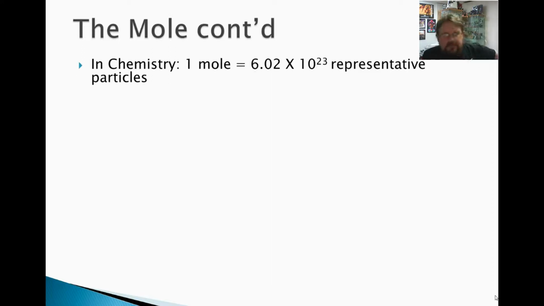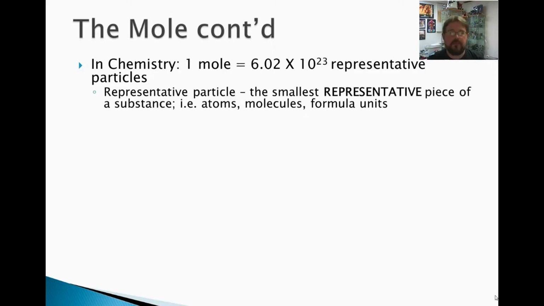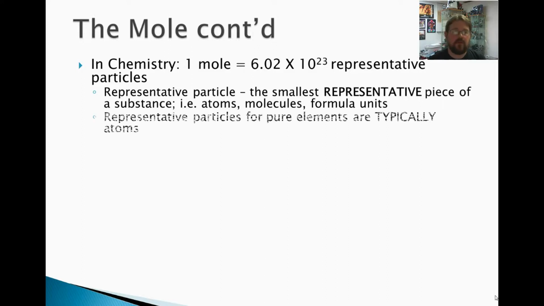In chemistry, we specifically say that 1 mole is equal to 6.02 times 10 to the 23rd representative particles, meaning we can refer to the number of particles in an object, like my paintbrush, in terms of moles instead of how many individual particles there are. Now, what are representative particles? It is the smallest representative piece of a substance. In other words, atoms, molecules, and formula units. They are the smallest piece of the different substances we can have.